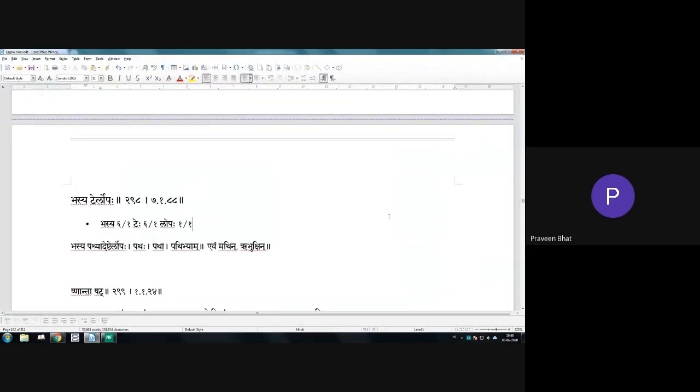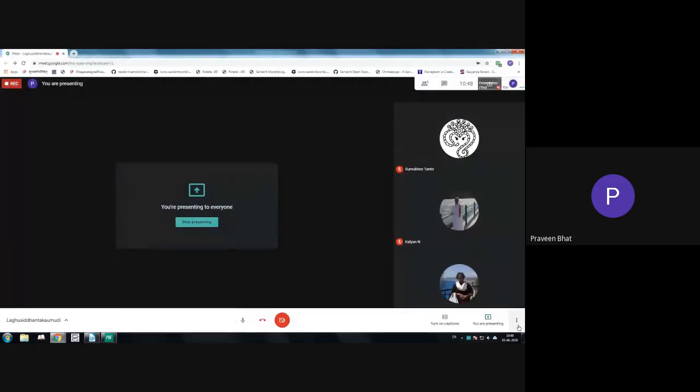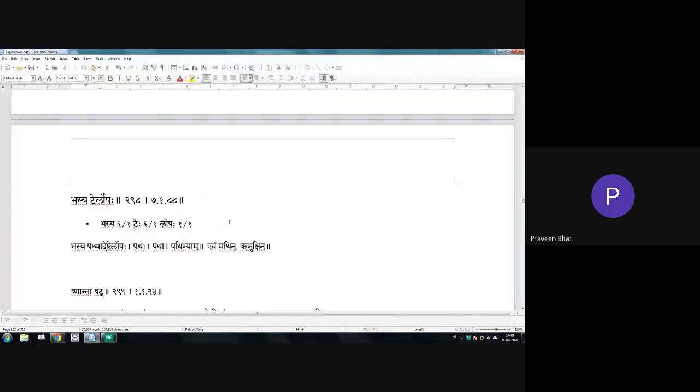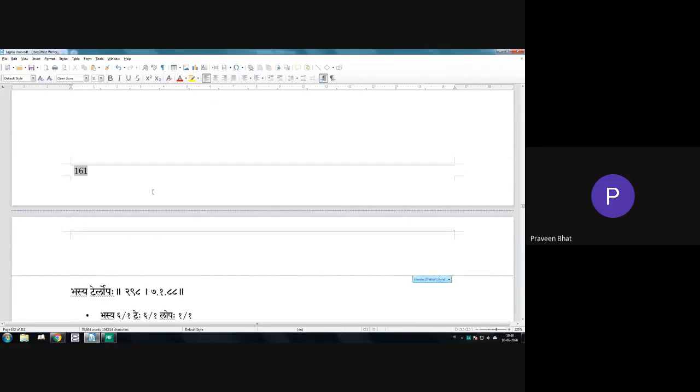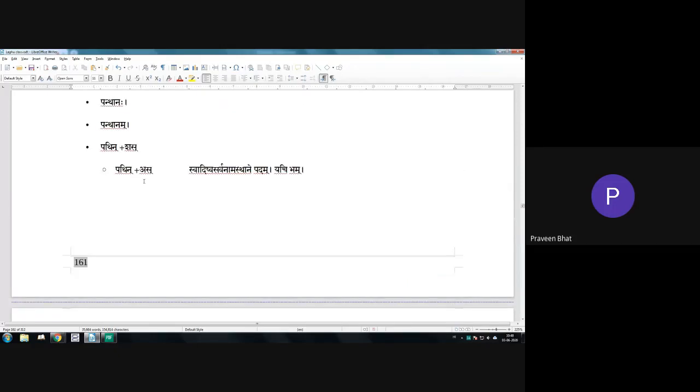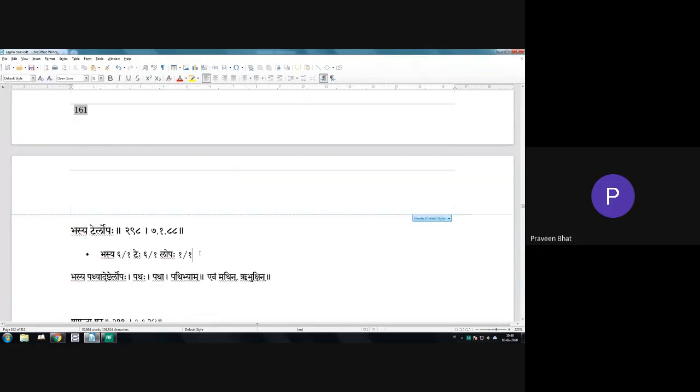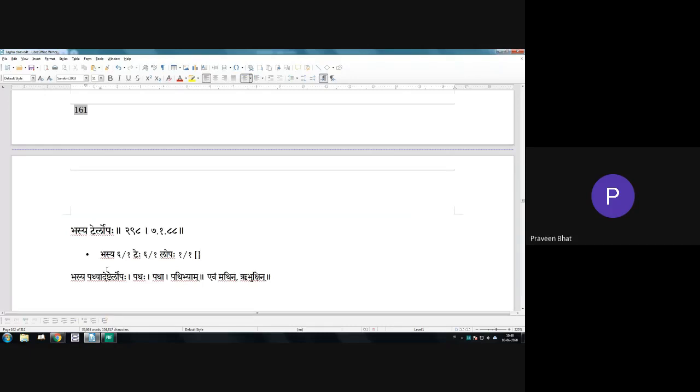Sutra or explanation, anything is okay. If someone remembers the sutra, well and good. If not, at least the explanation, what is T? How do I identify T in Panini? Because T will undergo lopa. Which T now? Let's look at the Anuvritti till you recall.